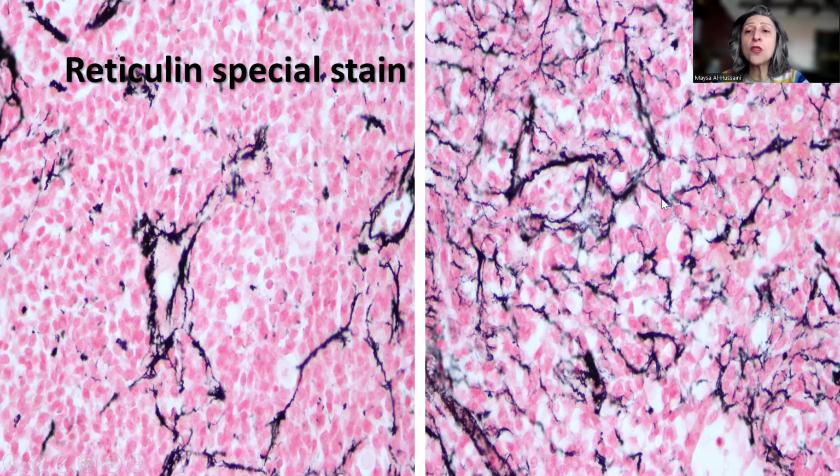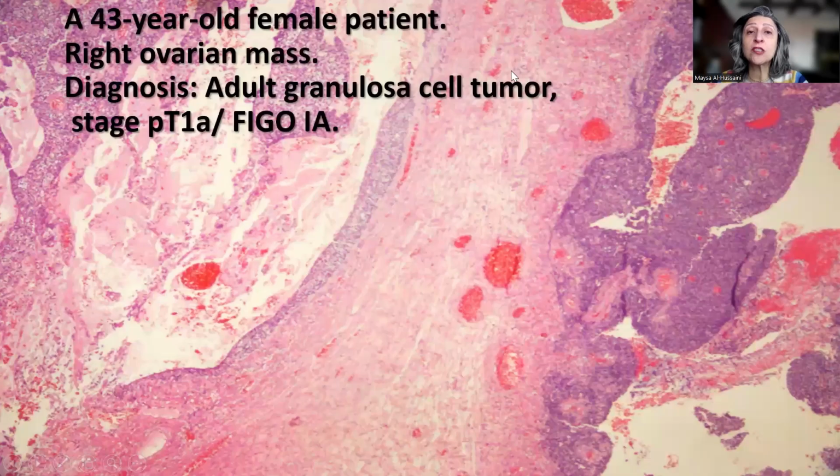Now, reticulin special stain is very helpful because it shows groups or nests of tumor cells surrounded by the reticulin fibers, in contrast, for example, to fibroma-thecoma, where the reticulin fibers would be surrounding individual tumor cells. So the final diagnosis in this case is adult granulosa cell tumor. As for the stage, because the mass was received intact to the pathology and there were no other deposits or metastases anywhere else, the final diagnosis was pT1a, FIGO 1A.